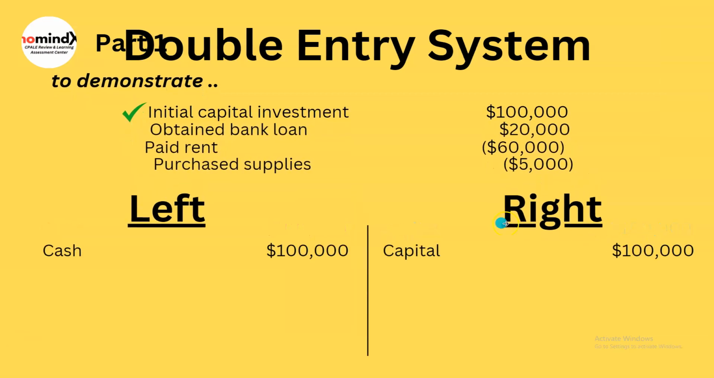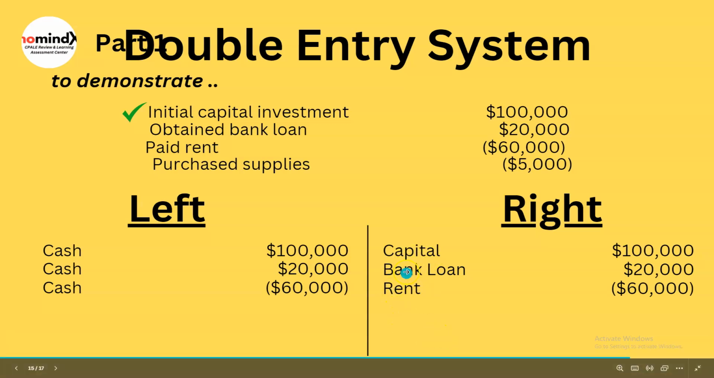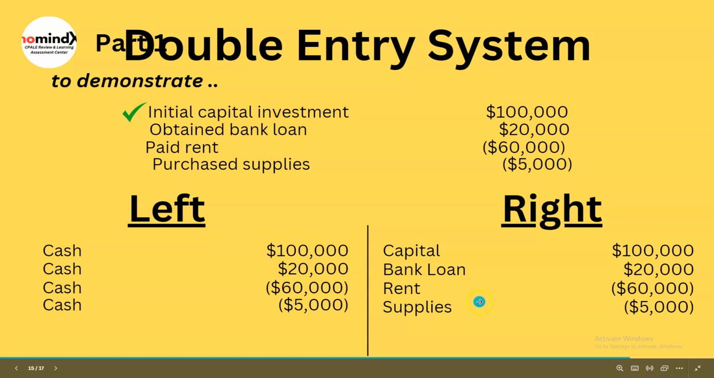And for other transactions like obtaining a loan, we account for that as another debit to the cash, another increase to the cash, which is coming from the bank loan. And where did we spend the 60,000? That is a reduction in the cash, and we spent that on the rent. So the rent is another account to be maintained. The bank loan is another account to be maintained. Capital is another account. It means that each of these accounts has its own book, okay? And purchase of supplies has its own book also.